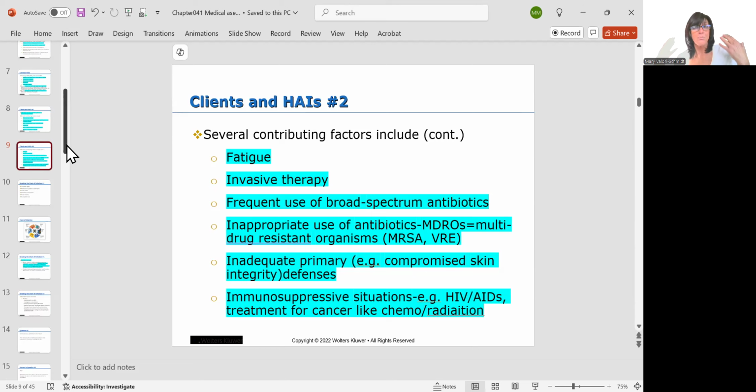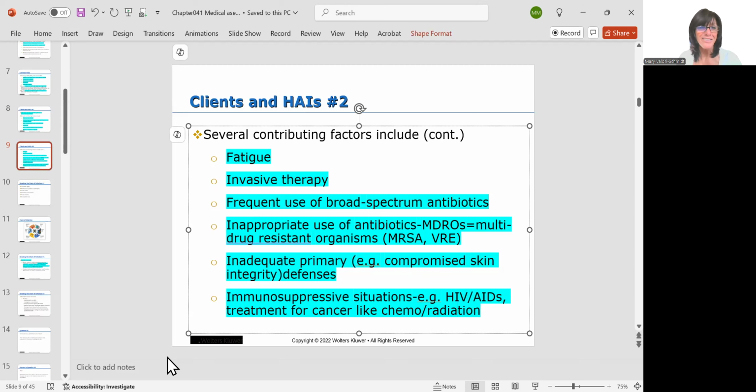Also, inadequate primary defenses. Your skin is a primary non-specific immune defense that you have. If it's compromised, if there are open areas, that's risk to let bacteria, viruses in. And then certain situations can cause you to be immunosuppressive. For example, if you have HIV or AIDS, or if you're receiving treatment for cancer, such as chemo or radiation, because both of those suppress the immune response.